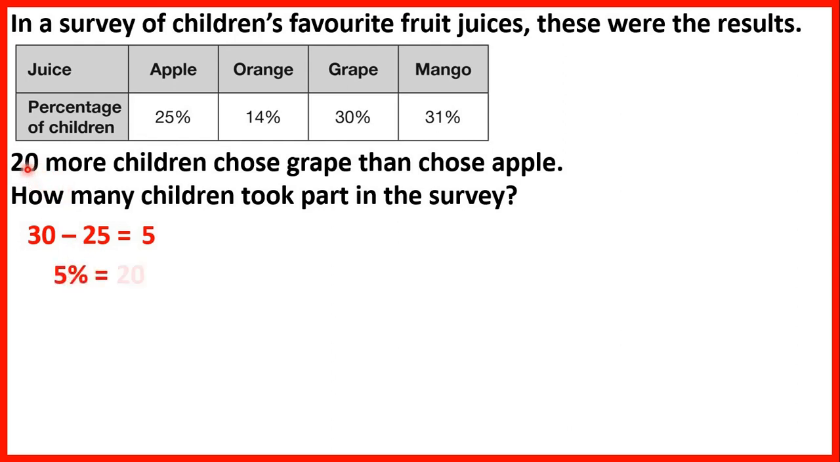So 5% is 20 children, but we need to know how many children took part in the survey. Now percentages need to add up to 100%. So if we want the total number of children who took part, we need to find 100%. We know what 5% is, and we also know that 5 times 20 is 100, because 100 divided by 5 is 20. So that means we can multiply 20 by 20 as well, and that gives us 400. So 400 children took part in the survey.